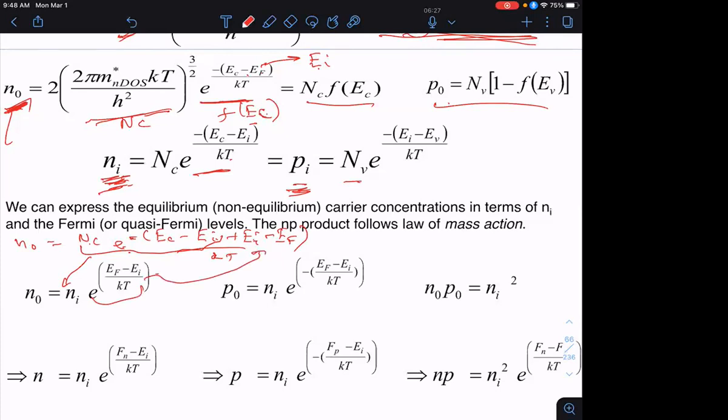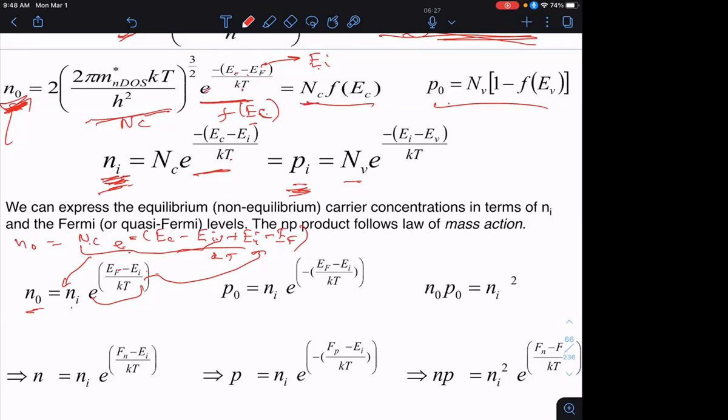So I haven't really changed anything. I'm rewriting this value of electron concentration in a different way as Ni e to the power (EF minus EI) over KT. While in the first version, I write it as NC times e to the power minus (EC minus EF) over KT.